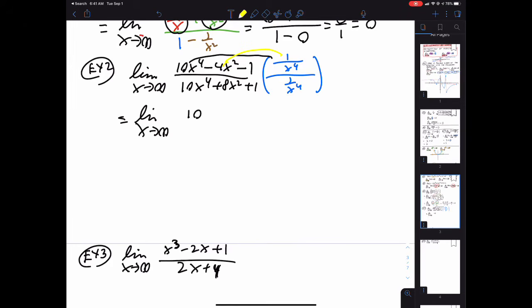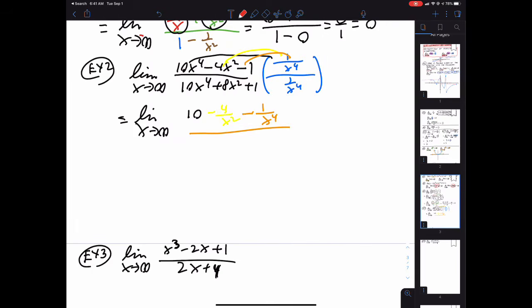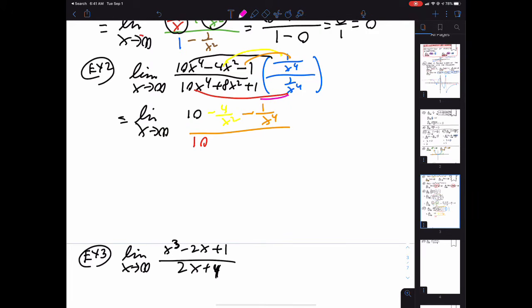That's going to be minus 4 over x squared. Wow, that's hard to see. And we'll do the orange one, this one: 1 over x to the 4th. And then I'll do red. We'll distribute that. That'll get us 10. Then that beautiful color. That will get us 8 over x squared.